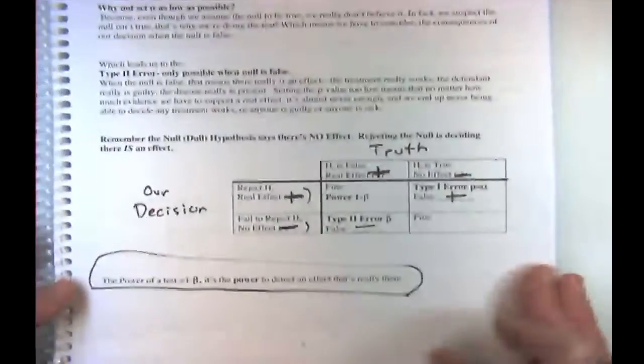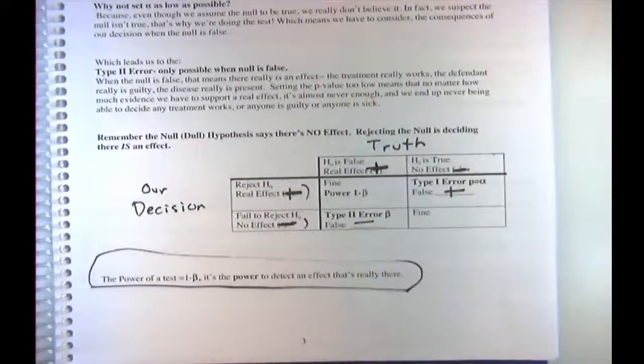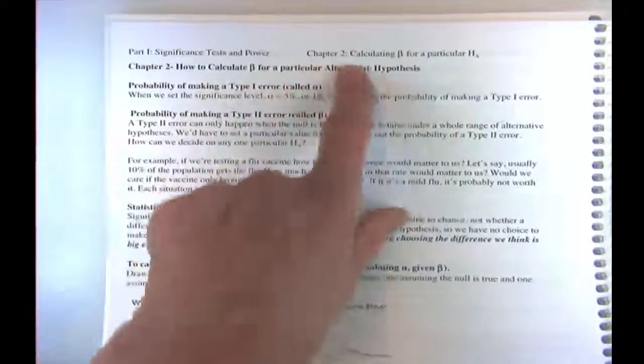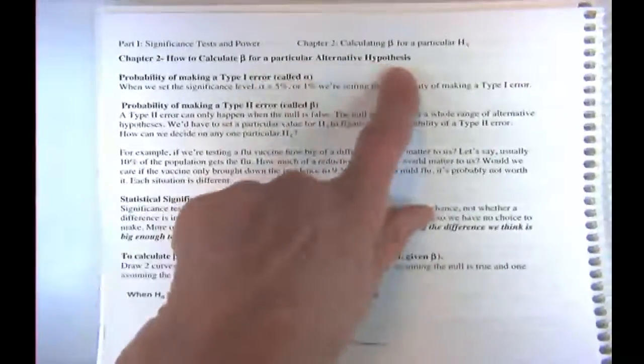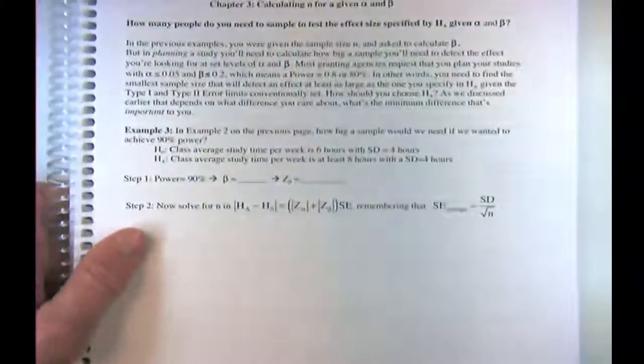All right, so that's it for now, and next time we're going to do chapter 2. In chapter 2, we're going to look at how to calculate these. Chapter 2 is about how to calculate beta for choosing a particular alternative hypothesis. And then in chapter 3, we're going to look at what I just talked about, how to calculate n for a given alpha and beta when you're designing an experiment. So we're going to go into that next time.